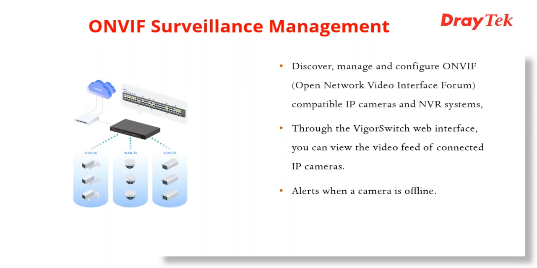The switch also supports ONVIF, which allows it to manage compatible IP cameras and NVR systems. Using this feature, you can view feeds of cameras connected on the switch. The switch can also send an alert, say if a camera goes offline, with a snapshot of the last image taken from the camera. So this helps with troubleshooting and diagnostics.